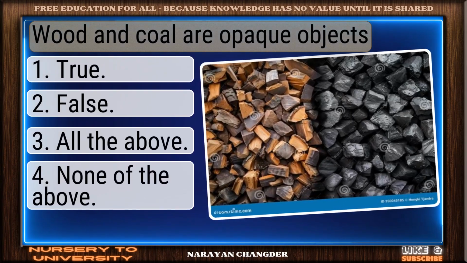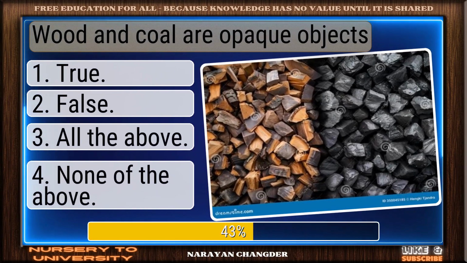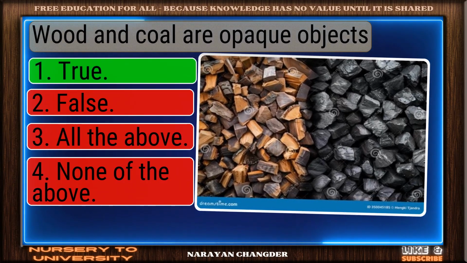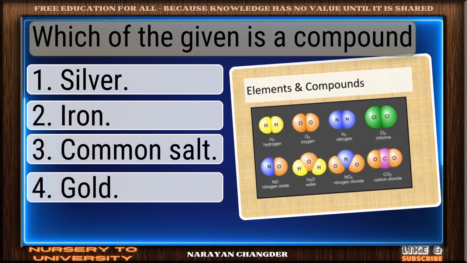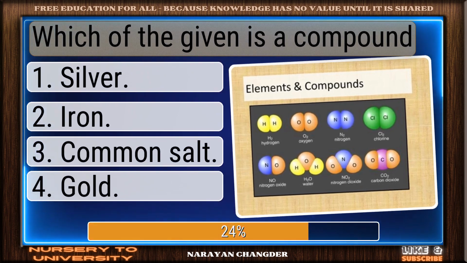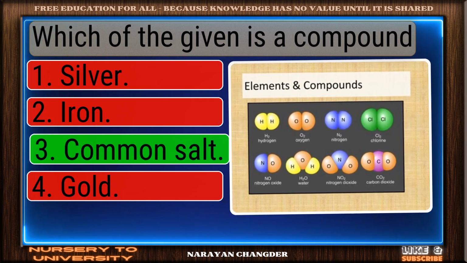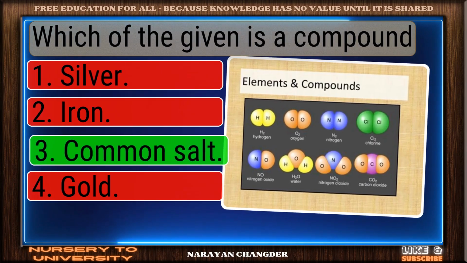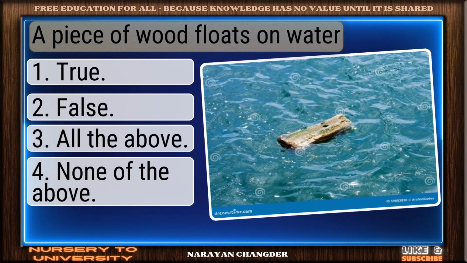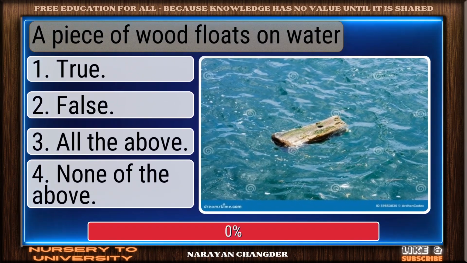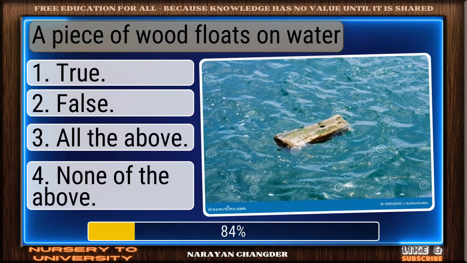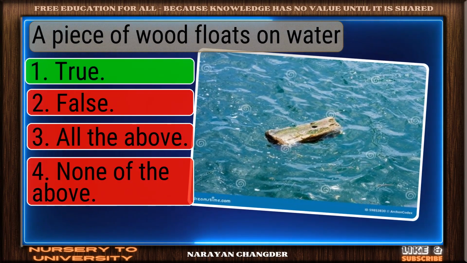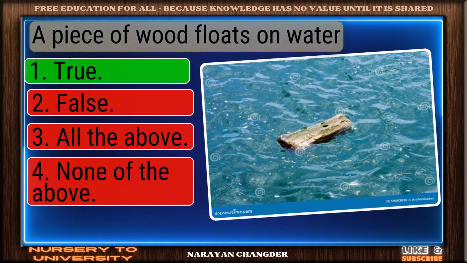Wood and coal are opaque objects. Correct. True is the right answer. Which of the given is a compound? Nice work. You chose common salt, and it is correct. A piece of wood floats on water. Clear logic. Your choice, true, is sound and 100% true.